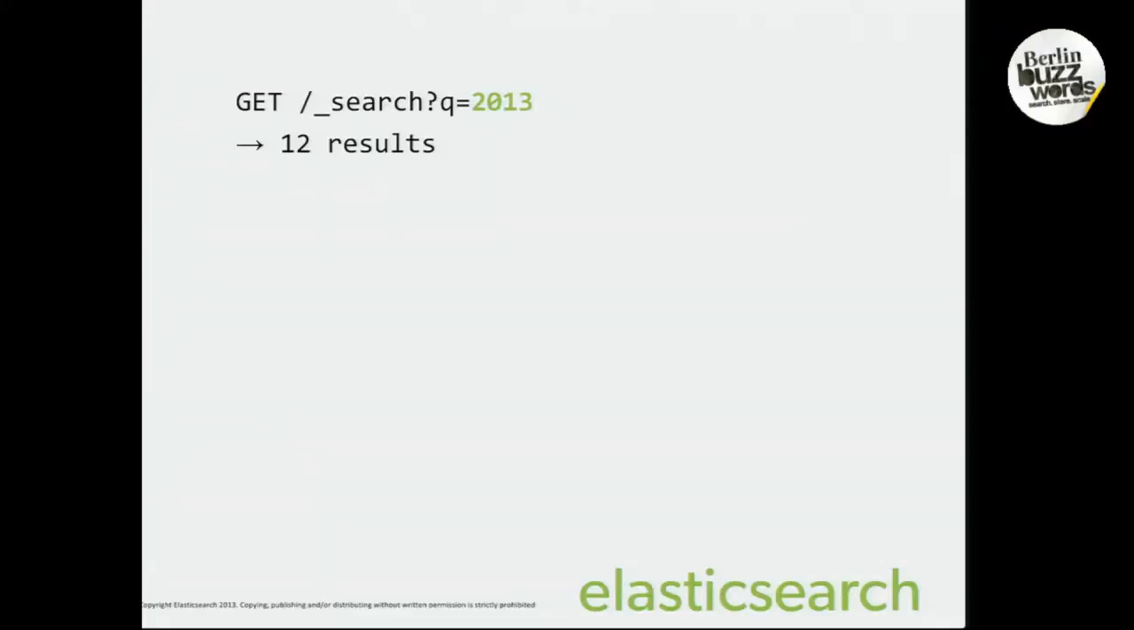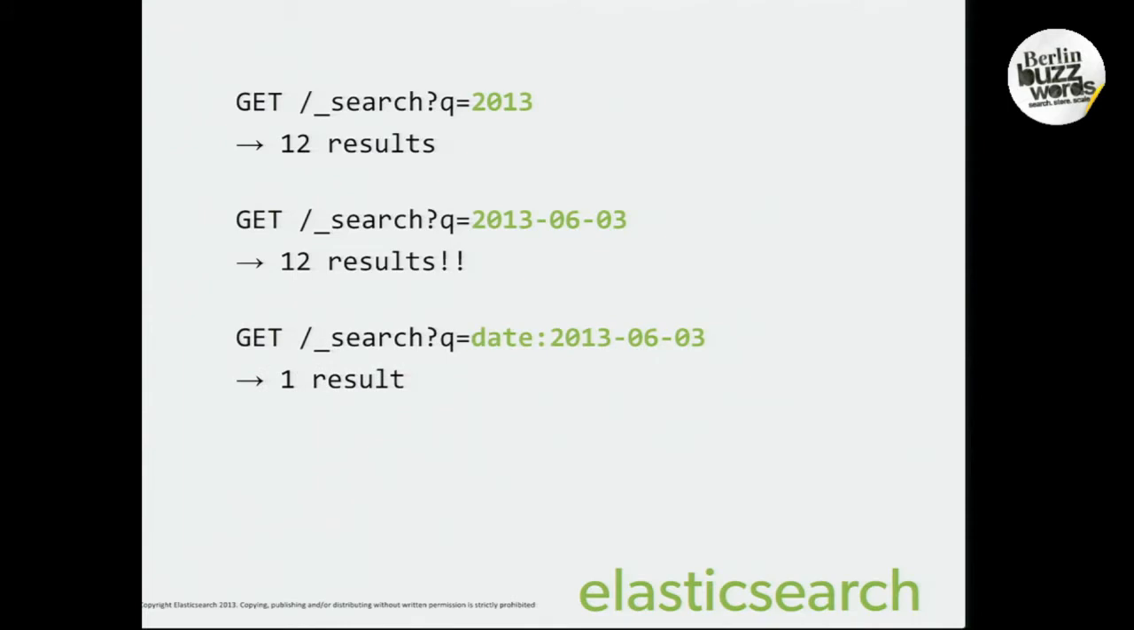But there are some oddities when we try some of these searches out. If I search the _all field for 2013, I get 12 results. Fine. If I search for the specific date, 2013-06-03, I still get 12 results. But I know that my data has only got one tweet on each date, so that seems wrong. If I search the date field for the same date, I correctly get 1 result. But if I search it for 2013, I get 0 results. Okay, so something is weird here, and it's worth understanding why this happens.